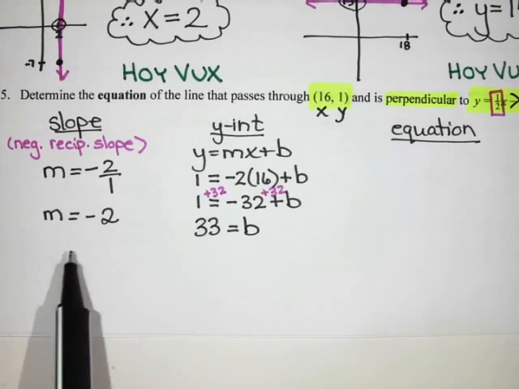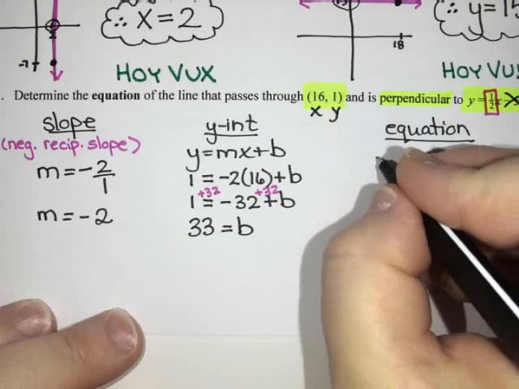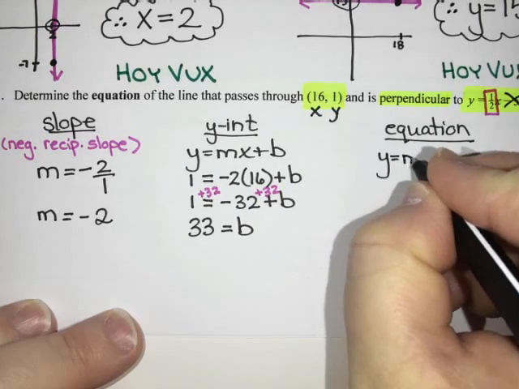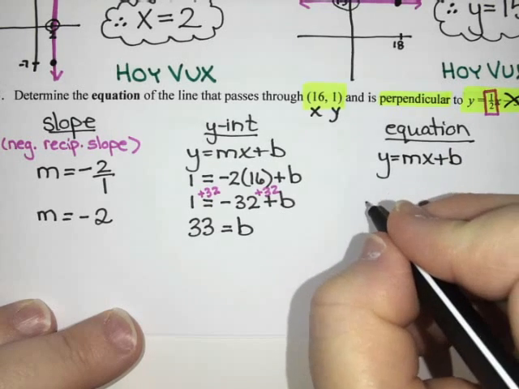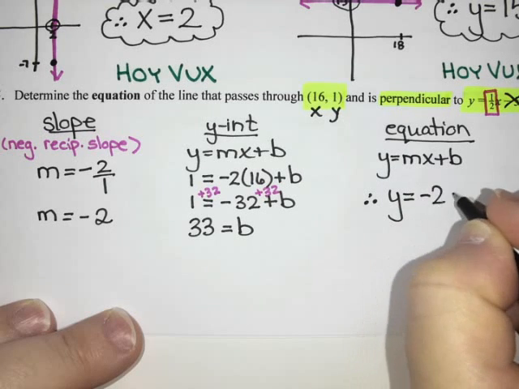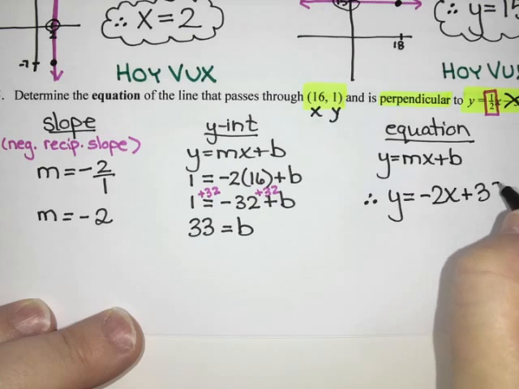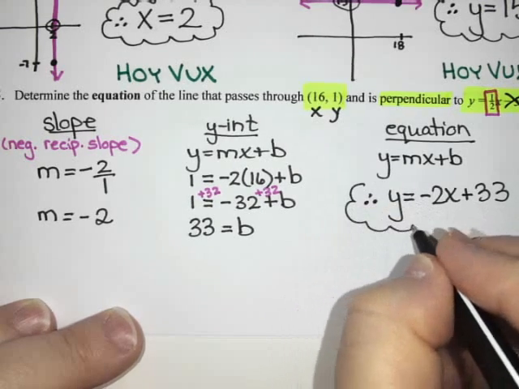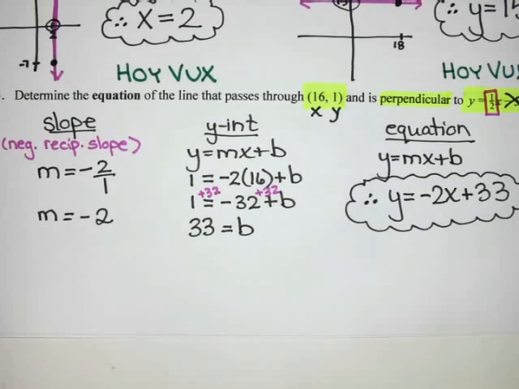So now that I know the slope and the y-intercept, I can write my equation. So we do y equals mx plus b. So y equals m is -2, x, and then plus b, so plus 33. So our final equation is y equals -2x plus 33.